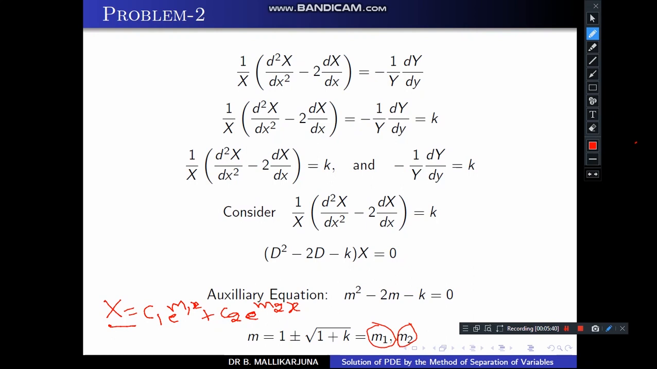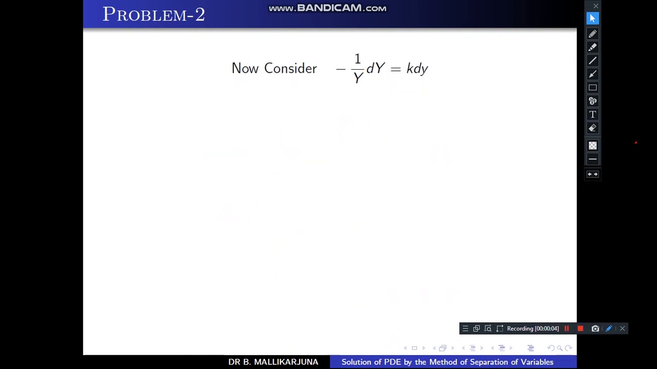And now similarly you can find the solution for the other ordinary differential equation. Let us see what the solution is for that. Now this is minus 1 by Y dY is equal to k dy. Separating and integrating, natural logarithm of Y is equal to ky plus c3, the integration constant. Again simplifying, Y is equal to a e power ky. And now we got what X is and what Y is.